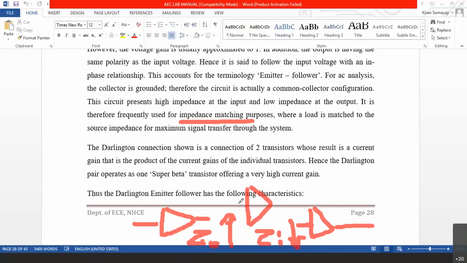Whatever is our circuit, we can connect it here. Now, the emitter follower will have a very high input impedance. It will have a very low output impedance. That way, these two circuits are connected together and maximum power can be transferred from the first circuit to the second circuit. That is what is meant by impedance matching, where a load is matched to the source impedance for maximum signal transfer through the system.